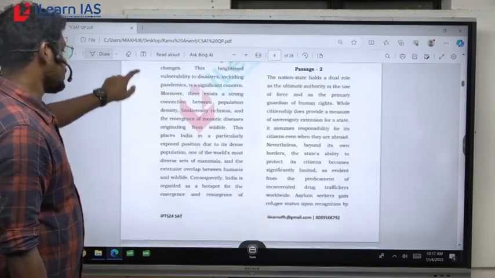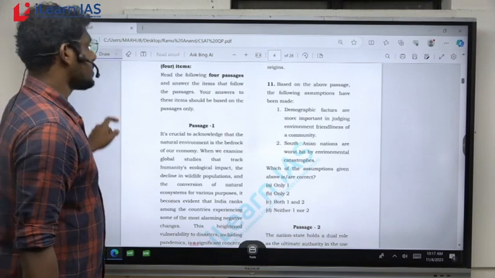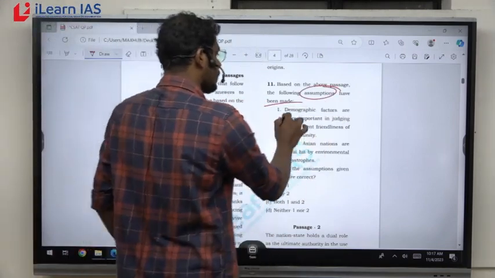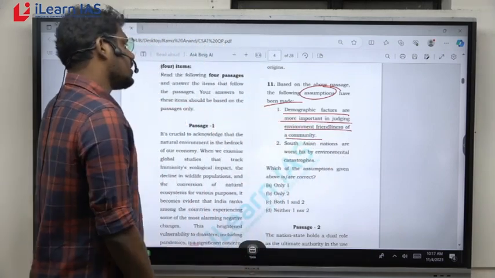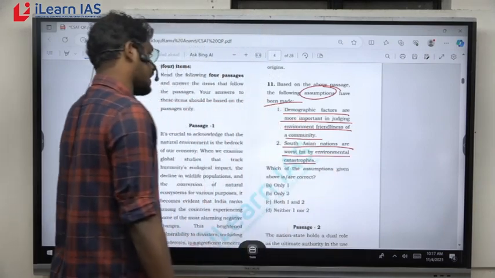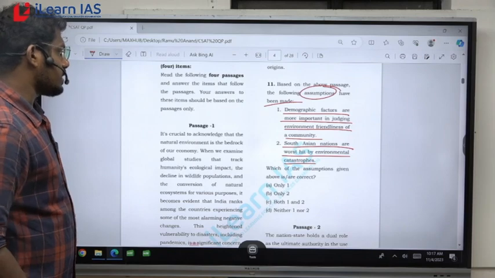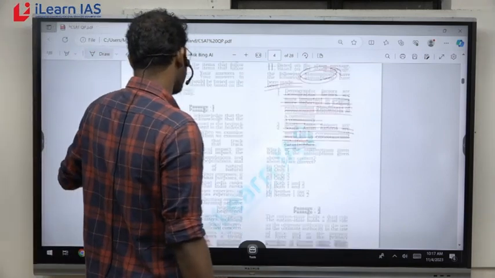Question number 11. So let's read the question first. Based on the above passage, the following assumptions have been made. Demographic factors are more important in judging environmental friendliness of a community. South Asian nations are worst hit by environmental catastrophe. So we have no option to eliminate at least one, so we have to depend on the passage.